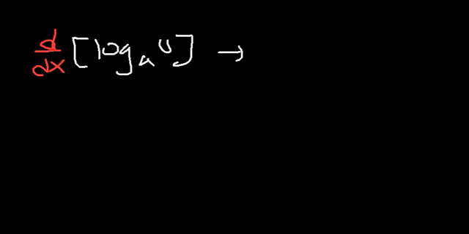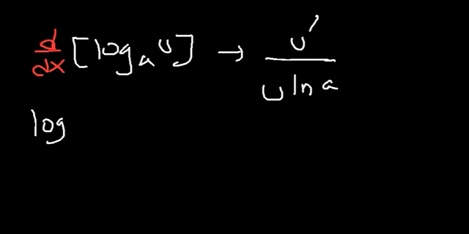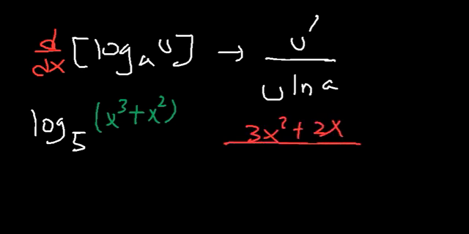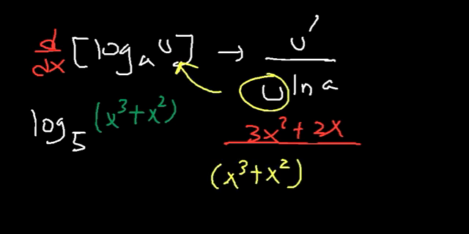So now what about log functions? The derivative of log base a of a u variable is very similar to a natural log. It's u prime over u, but divided by ln a as well. So let's say if you want to differentiate log base 5 of x cubed plus x squared. The derivative of x cubed plus x squared is 3x squared plus 2x, and then the u variable is the original, what was inside, which is x cubed plus x squared, and then times the natural log of this number, which is 5.